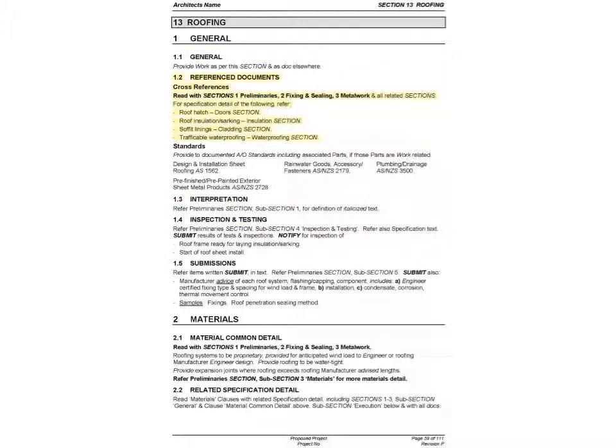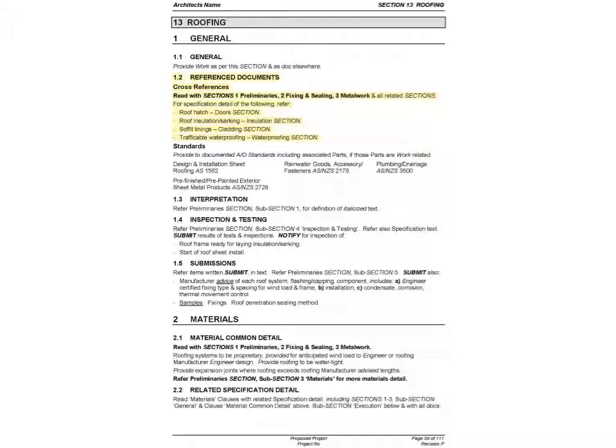Clause 1.2, reference documents, is the second place to look for an item. Most people first scan a section for an item. If the item is not found, clause 1.2 should find it for you. We see roof hatches are in doors section and insulation is in the insulation section, and so on.